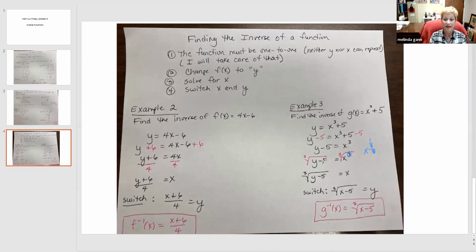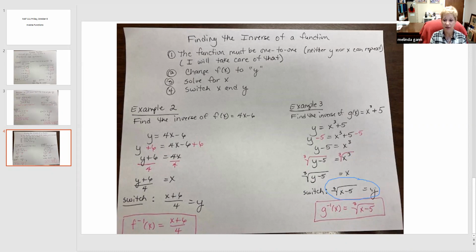All right? Now, I've got it solved for x. See, step 3, I got it solved for x. Now, all I do is exchange: x turns into y, and y turns into x. Okay? So, this is your inverse.